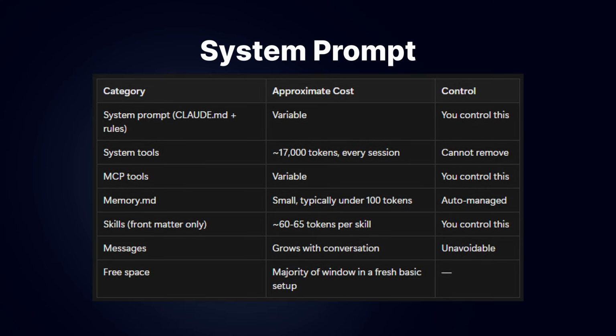Here's what loads before your first message even sends. System prompt, your CLAUDE.MD and rules. Variable cost, you control this. System tools, about 17,000 tokens every session, cannot remove. MCP tools, variable, you control this. Memory.md, small, typically under 100 tokens, auto-managed. Skills front matter only, about 60 to 65 tokens per skill, you control this. Messages grow with conversation, unavoidable. Free space is the majority of window in a fresh basic setup.